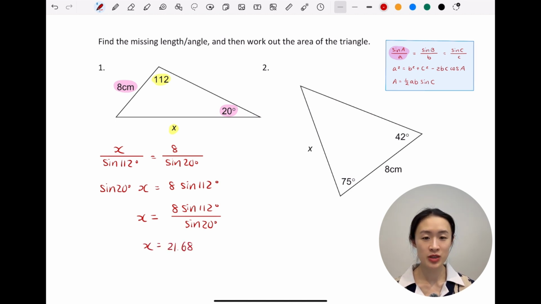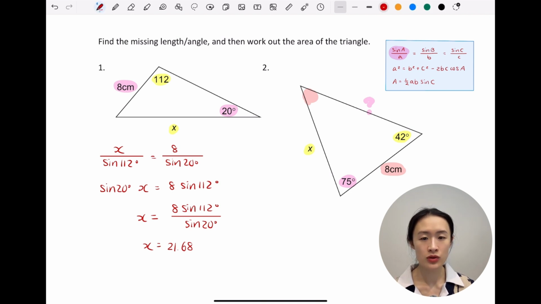Okay, now move on to the next one. What about this question? Which formula should we use? Again, to start with, we want to highlight the ones we know and see if we have a pair of side and angle. So we have 42 degrees and its opposite side is x, which is unknown. And then we have 8 centimeters, but its opposite angle is not given. What we are told is 75 degrees, but its opposite side is not given. Now, if we are able to work out the angle in red, which is the one opposite 8 centimeters, then we can use the sine rule to work it out.